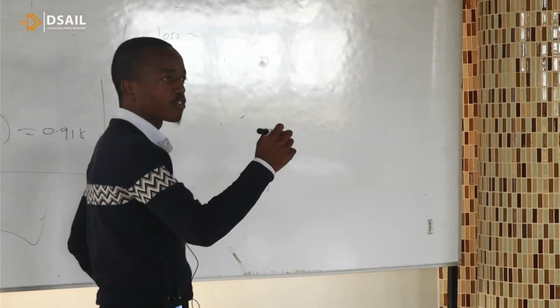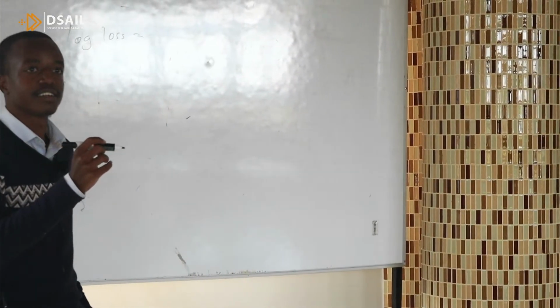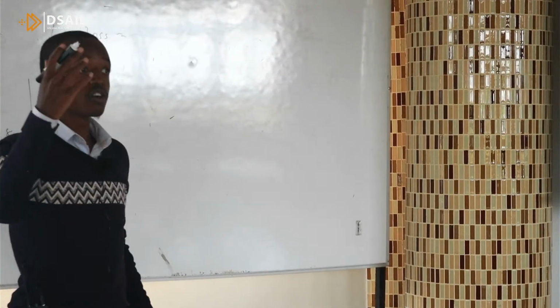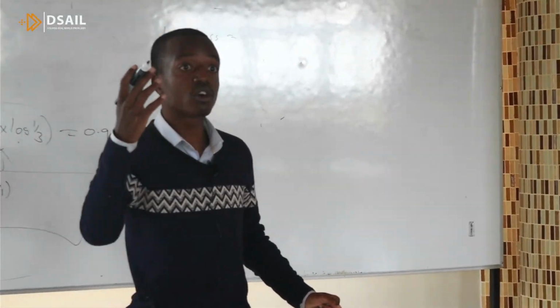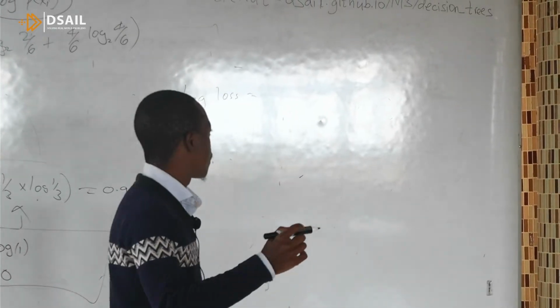What's the formula of log loss? Someone can check. Log loss is for binary classification, isn't it? So there are two probabilities, and both of them sum to what? To 1, isn't it? Now, what's the formula? You can Google it.